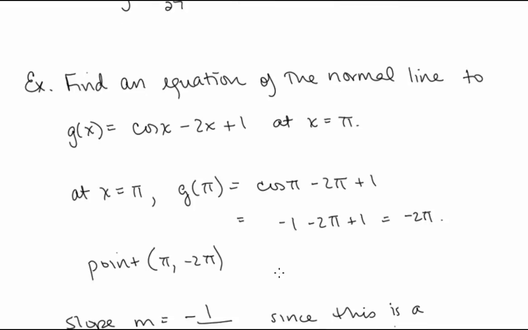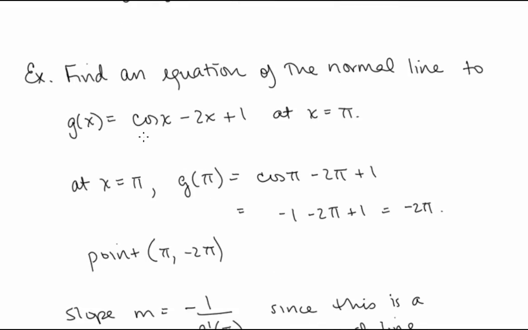Find an equation of the normal line to g of x equals cosine x minus 2x plus 1 at x equals pi. The normal line is going to be perpendicular to the tangent line and to the function at that point. So what we're looking for here is to find the slope of the tangent line and then take the negative reciprocal of that. That's going to give us the slope of the normal line. First though, let's talk about the point this normal line goes through.